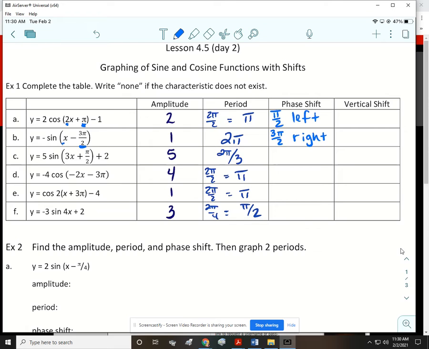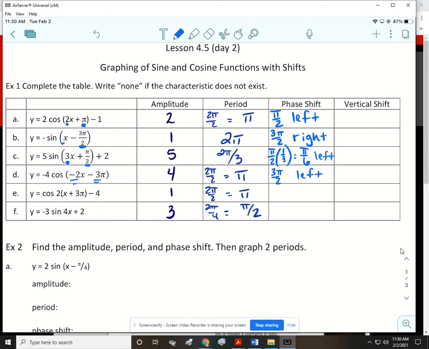For C, I need to do pi over 2 divided by 3. A better way to divide a fraction by 3 is to multiply by the reciprocal. And then because that's positive, it's going to be to the left. This one I need to do negative divided by negative, which is a positive, so it's to the left.